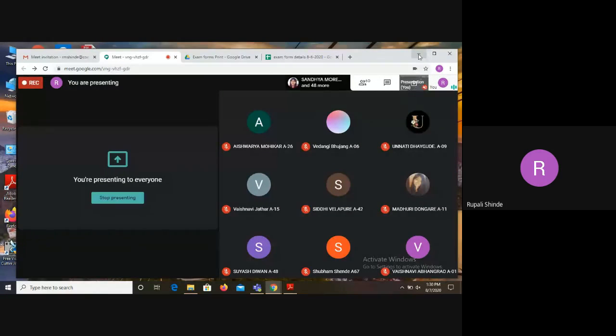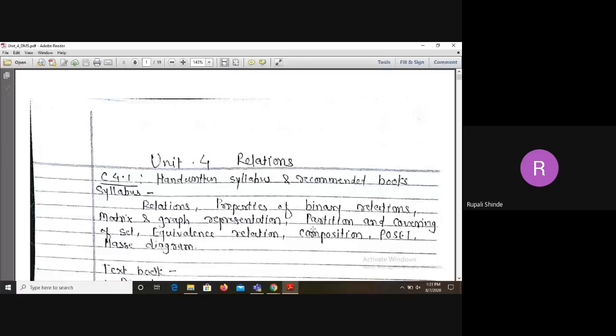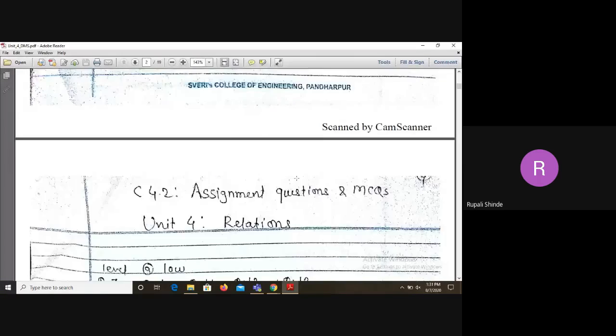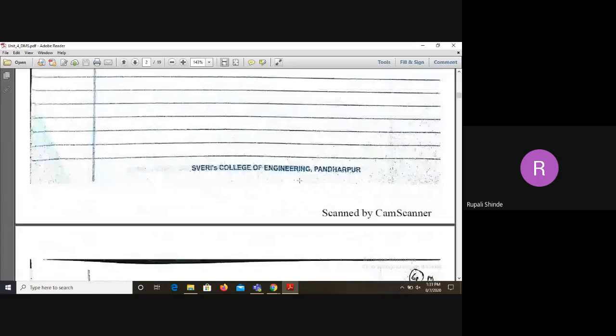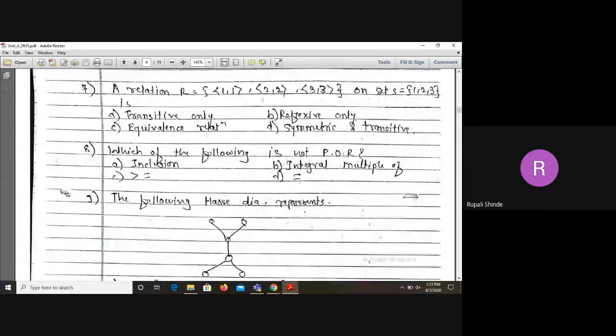So let us start with today's topic, and that is unit number 4, relations. Last time we started with the chapter relations. In that we saw what is a relation, what is the domain and range of a relation, and what are the different properties satisfied by relations. So first we are going to see what is the definition of relations.